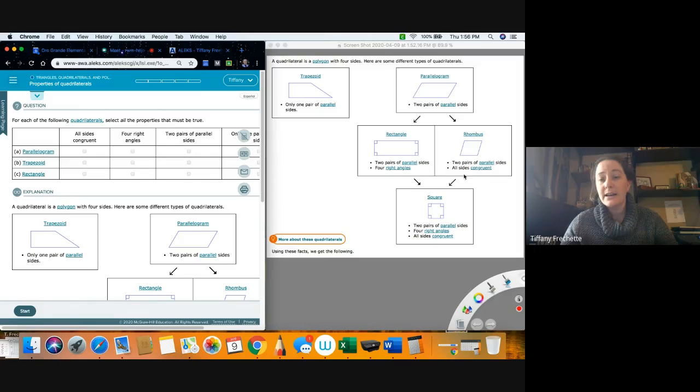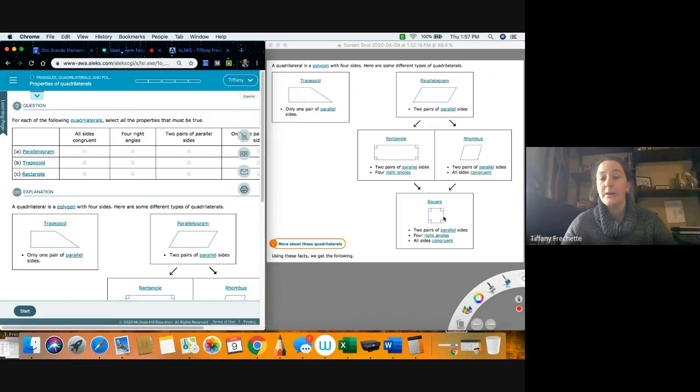Now, if we combine rectangle and rhombus, we have opposite sides parallel, 4 right angles, and all sides congruent. We have all 3 of these things. It makes a square. So a square is a special rectangle. All 3 of these are special parallelograms that have names. So remember, all 3 of these are parallelograms, but we can just go down the list here. A rectangle and a rhombus are the first level of special parallelogram, and then we can drop that down into a second level of special parallelogram, which is a square.